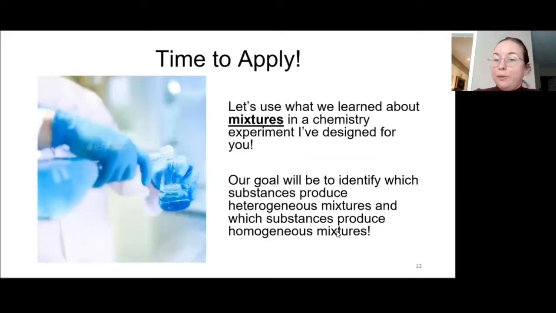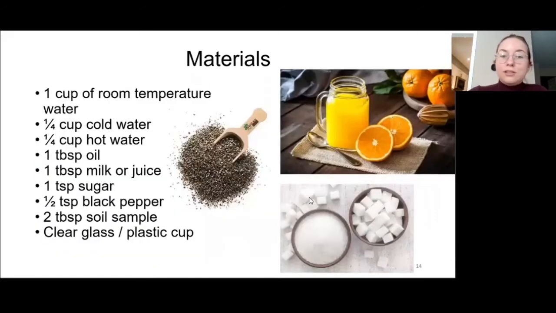So now we'll be diving right into our experiment and applying what we've just learned. Our goal will be to identify which substances produce heterogeneous mixtures and which substances produce homogeneous mixtures. These are the materials that we'll be needing: a cup of room temperature water, a quarter cup of both cold tap water and hot tap water. We can get those right when we start the experiment, just so that the water doesn't become room temperature.